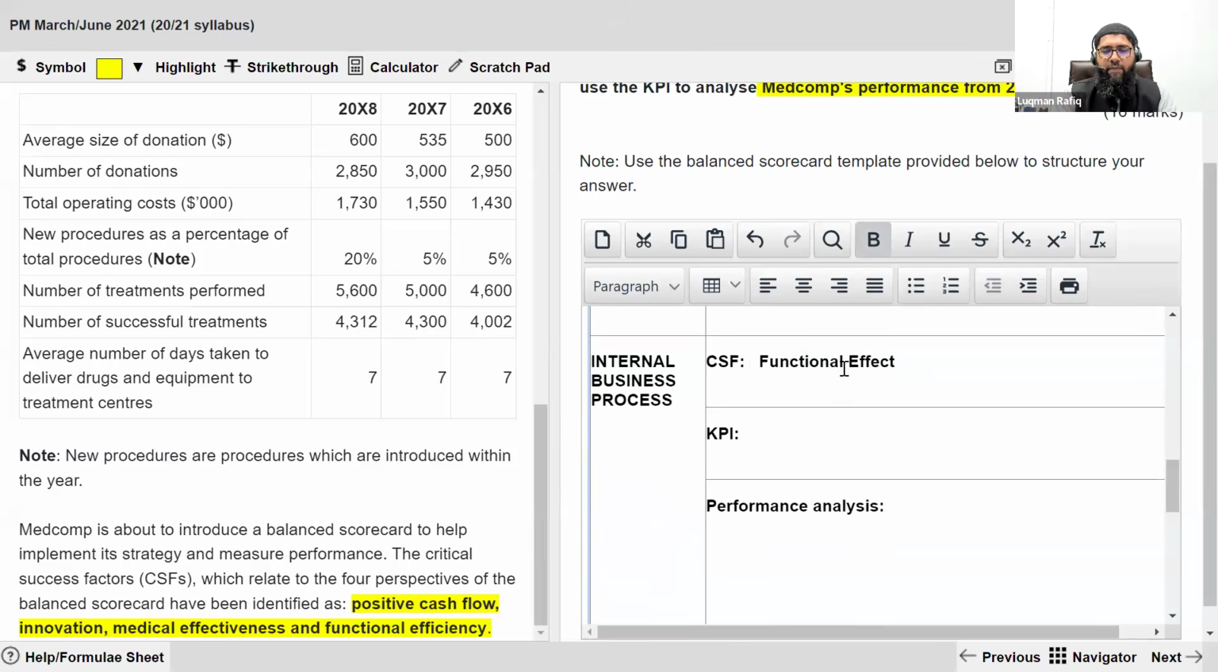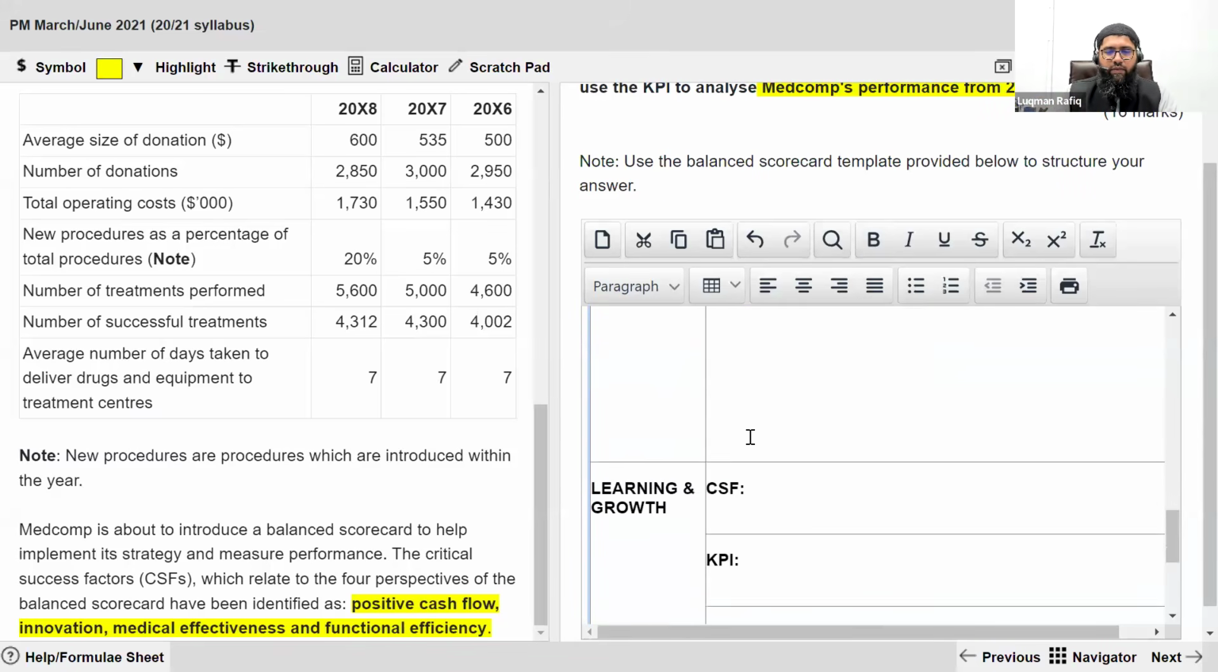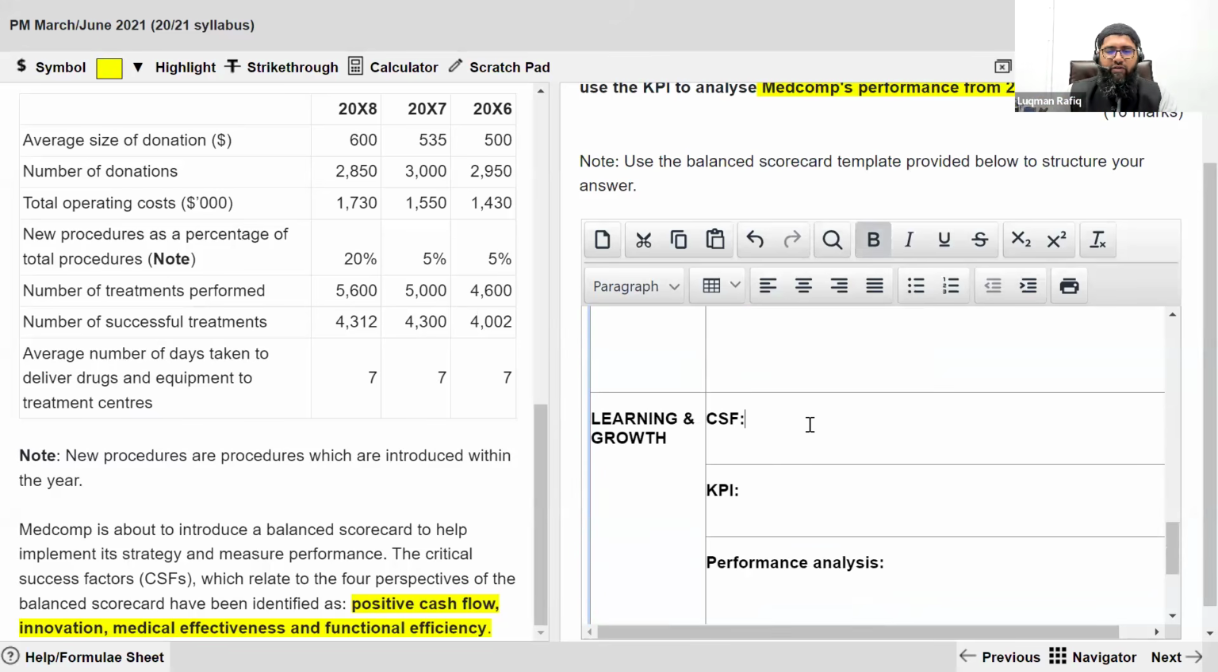With respect to internal business process, that's functional efficiency. Each of the departments, each of the functions, should perform efficiently. Then the learning and growth CSF is going to be what? It is going to be the innovation. Innovation is going to be the learning and growth CSF.